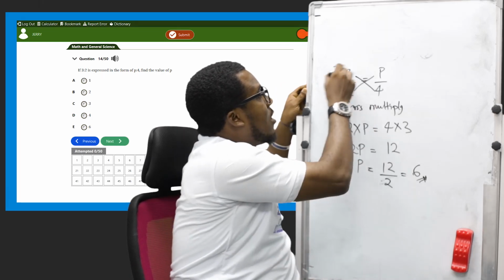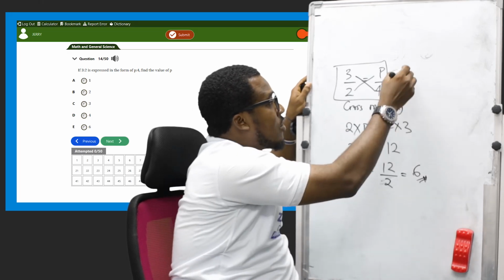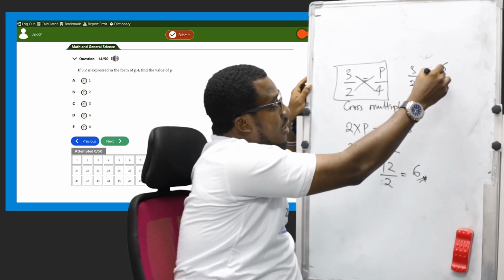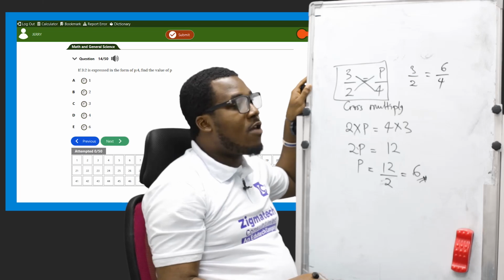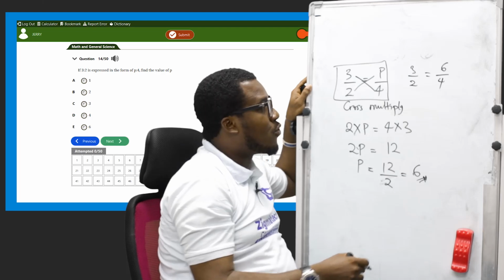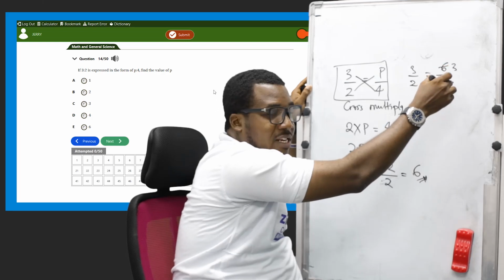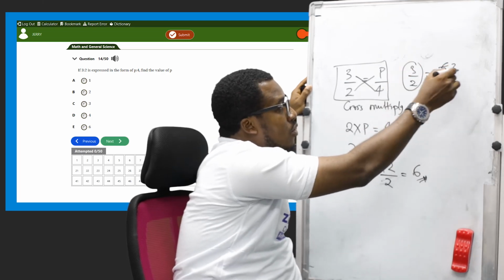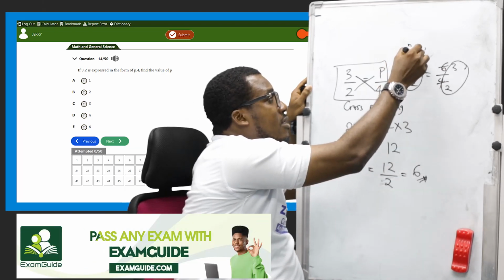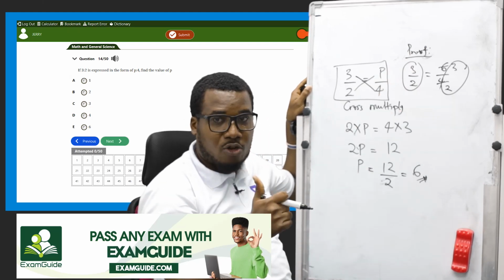Now let's come back to our initial equation, the statement that was given to us here. They say 3 over 2 equal to, now we know that P is 6, 6 over 4. If you look carefully, you can use 2 to divide these two numbers. 2 into 4, 2. 2 into 6, 3. You cannot break down any further. Now this 3 over 2 is equal to 3 over 2 over here. Hence it's balanced. So this is your proof that the answer, P equal to 6, is correct.